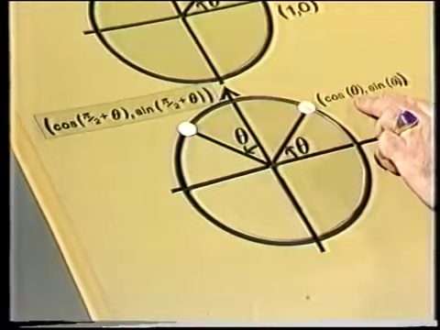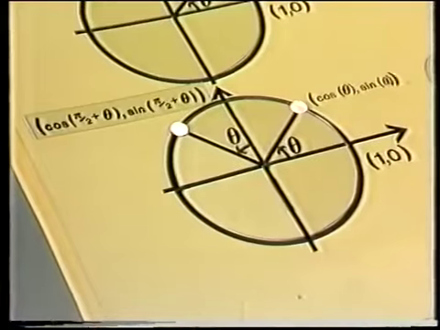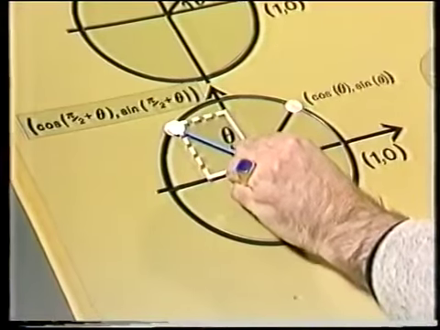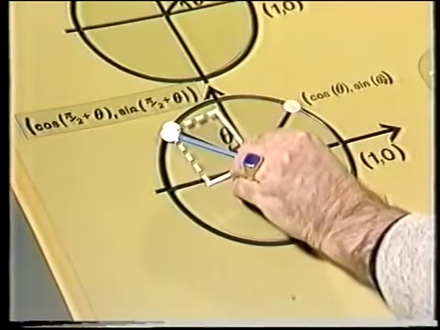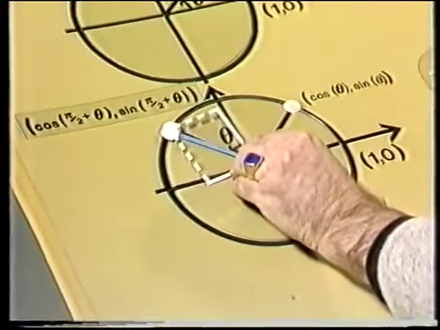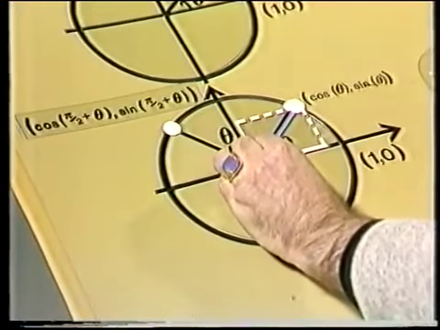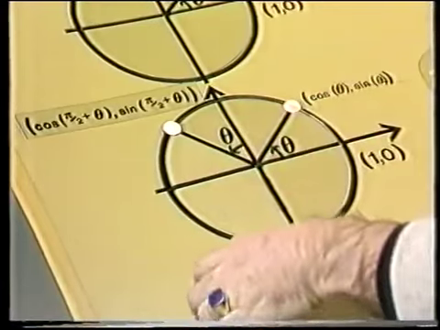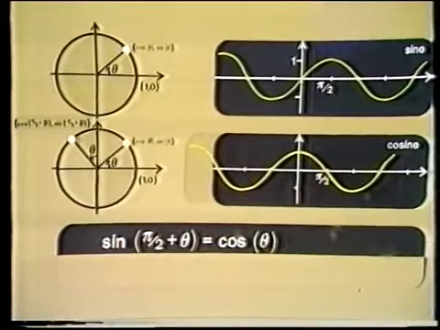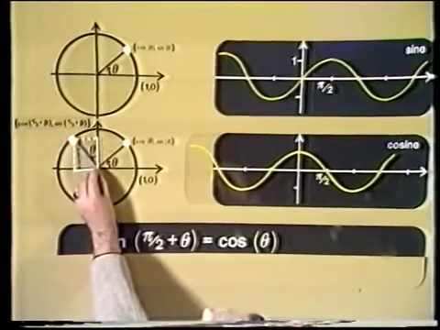So how are its coordinates related to cos theta and sin theta? Well, the y-coordinate of the rotated point is sine of (pi over 2 plus theta). But that's the vertical height, and that's the same as the x-coordinate of the original point. And that's just cosine theta. So, in fact, we know that the sine of (pi over 2 plus theta) is equal to the cosine of theta. Well, we can do the same thing for the other coordinate.